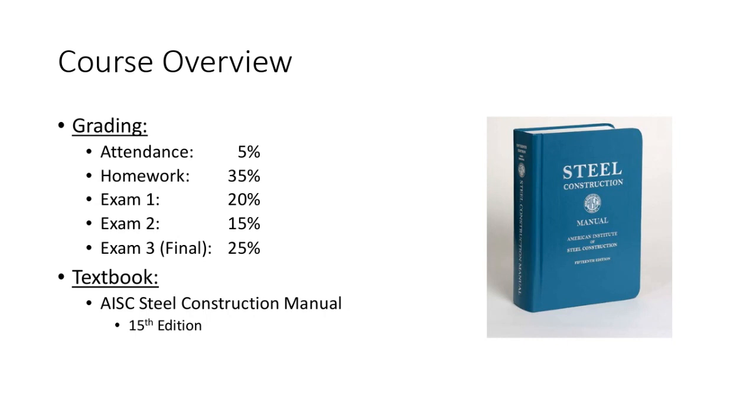Exam 1 covers the introductory material, and then our first main topic, which is tension members. Exam 2 covers bolted and welded connections. Exam 3 covers columns and beams. So they're not comprehensive. And other than some of my other classes, there's very little material that bleeds over from one exam to another.